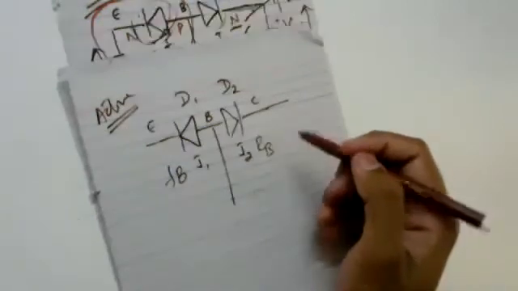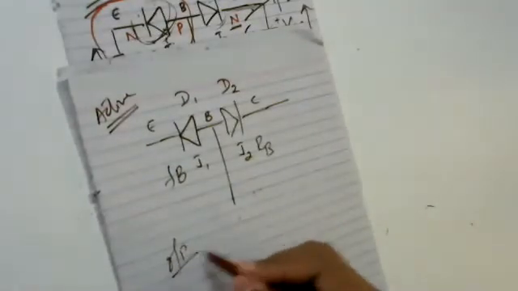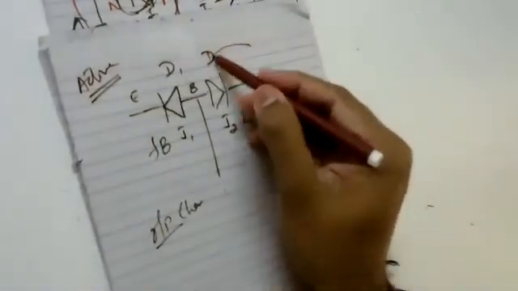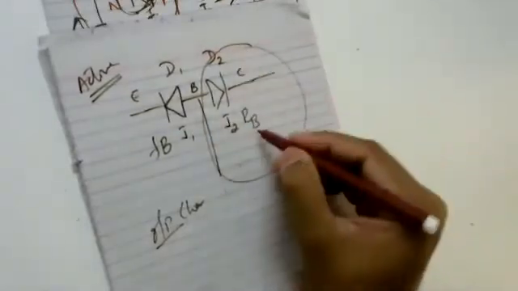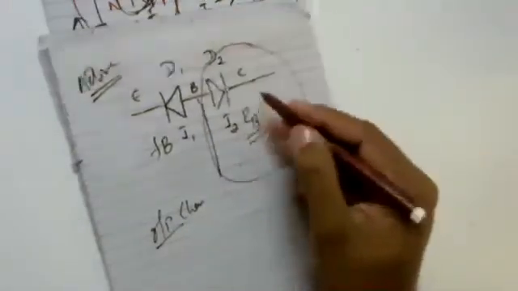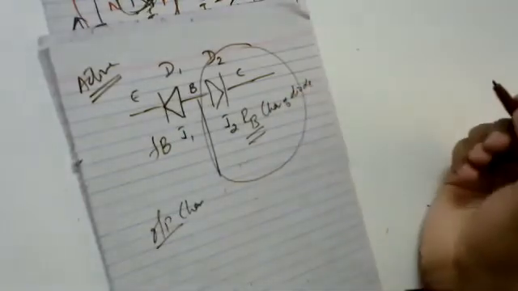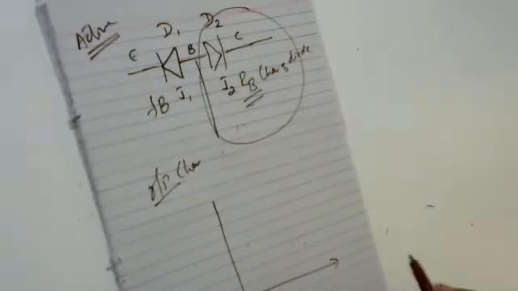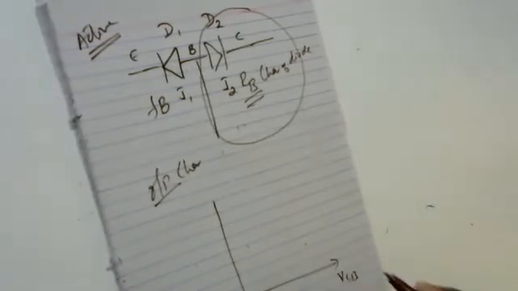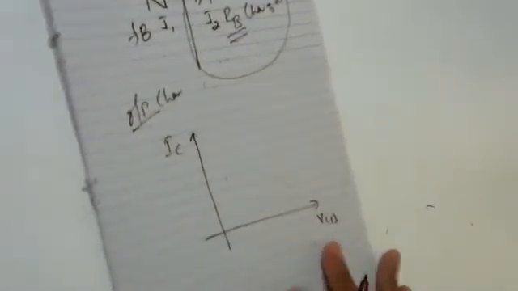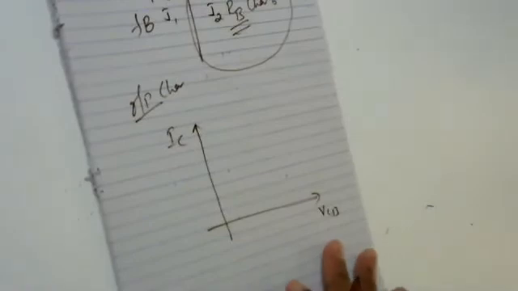Now, when I'm building the output characteristics, you need to just remember that you are developing the reverse bias characteristics of a diode. Now, if I take a plot of VCB versus IC.